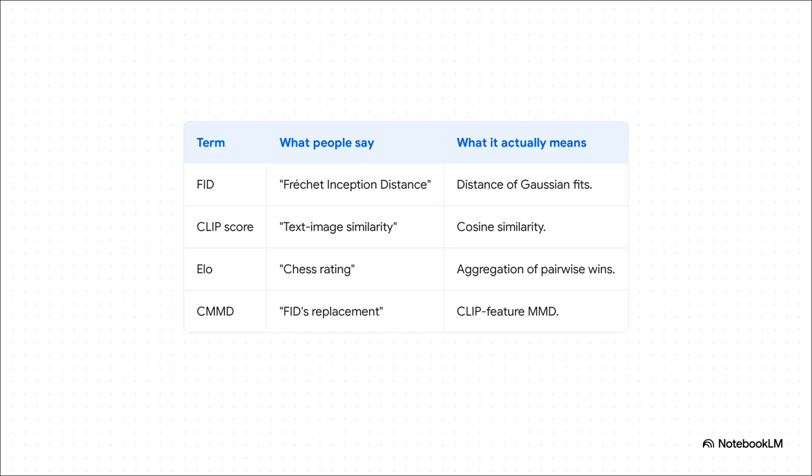But before we get into the human element, let's quickly translate some of this dense jargon evaluators throw around into plain English. When they say FID, they're really just measuring the distance between mathematical representations of real and fake images. CLIP score, that's just text-image similarity. When they cite an ELO, they are literally using a chess rating system to aggregate which model won more head-to-head human preference battles. And you might also hear about CMMD. That's being positioned as FID's replacement because it uses those CLIP features and dodges some of the statistical assumptions that make FID so easy to game.